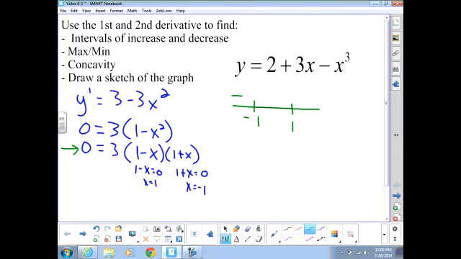When we put in something in the middle like 0, we'll have 3 times 1, which is a positive. And if you take like positive 10 million, you'll have 3 times a negative number times a positive number, which will be a negative. So therefore, our intervals of increase will be just from negative 1 to 1. From decrease will be negative infinity to negative 1, the union of that with 1 to infinity.